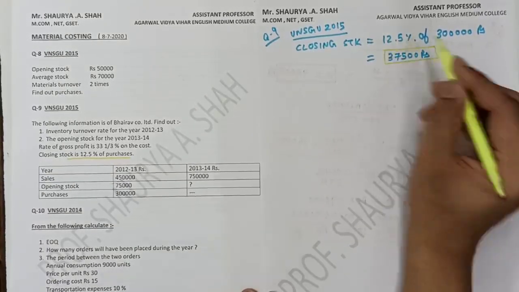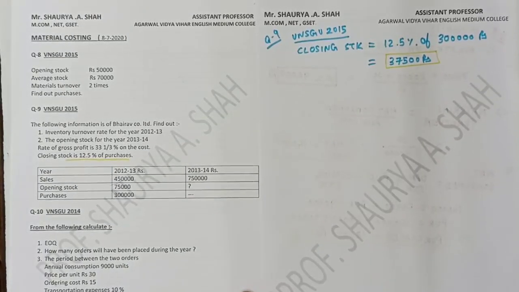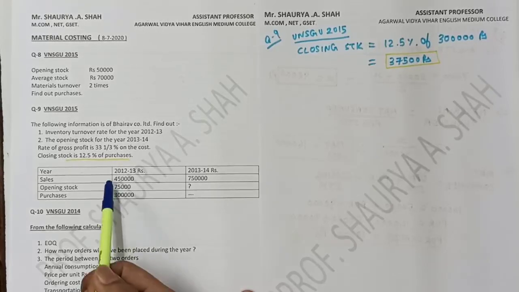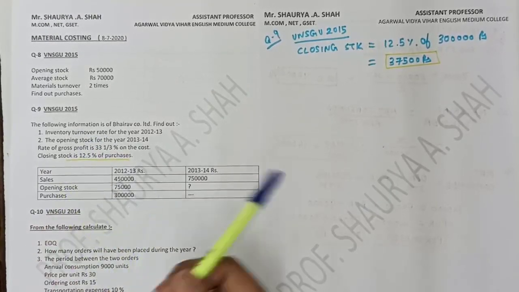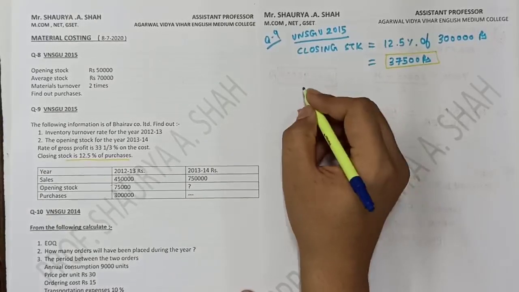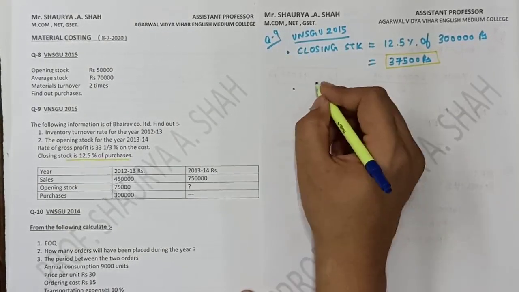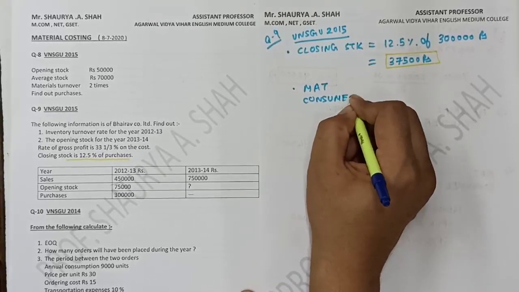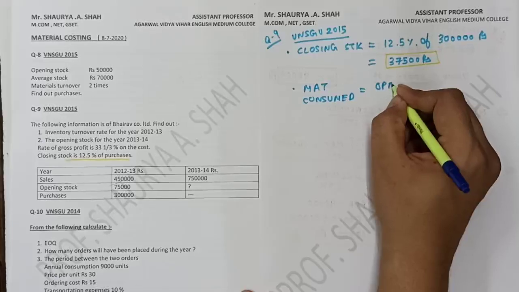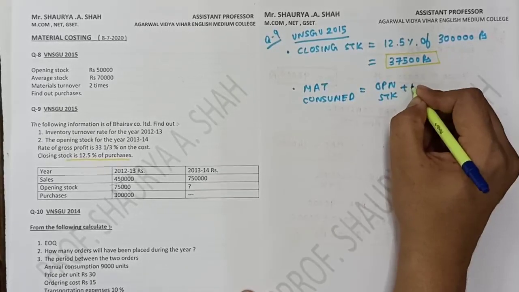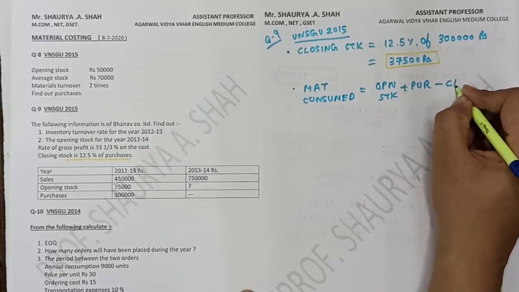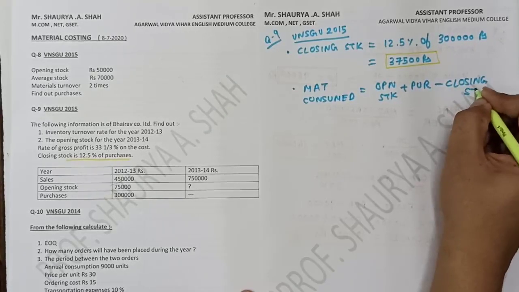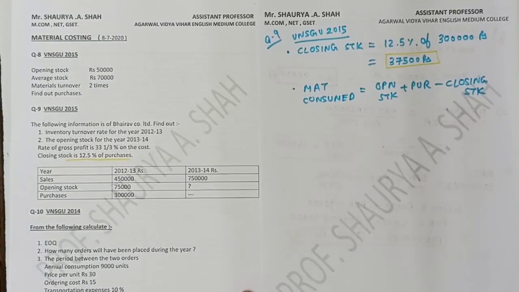The first value I have found out, right? That is your closing stock value. I suppose it is clear to each and every student. Now second thing you need to find out for your material turnover rate, right? Just now we did in the last sum, that is your material consumed. So I will start with the formula of material consumed. Material consumed is equal to opening stock plus purchase minus closing stock, right? We use this formula in the previous sum only. If you are clear, it will be very easy for you.